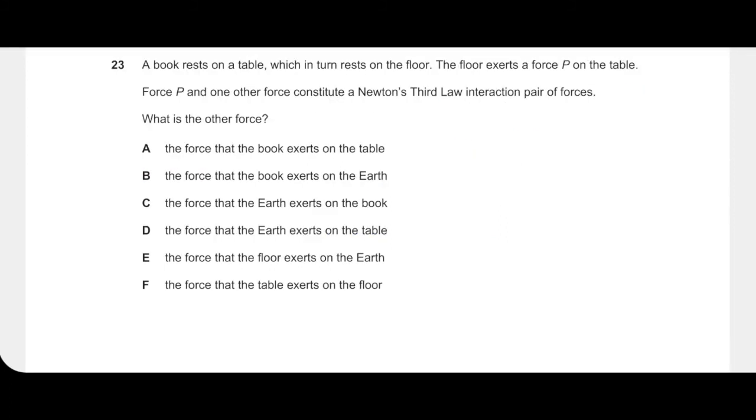Question number 23. A book rests on a table, which in turn rests on the floor. The floor exerts a force P on the table. Force P and another force constitute a Newton's third law interaction pair of forces. What is the other force? So immediately you should be thinking equal and opposite forces. Newton's third law interaction pairs exert equal and opposite force on one another. This means that in addition to the floor exerting a force on the table, the table must exert a force on the floor. Therefore, the answer to this question is F.